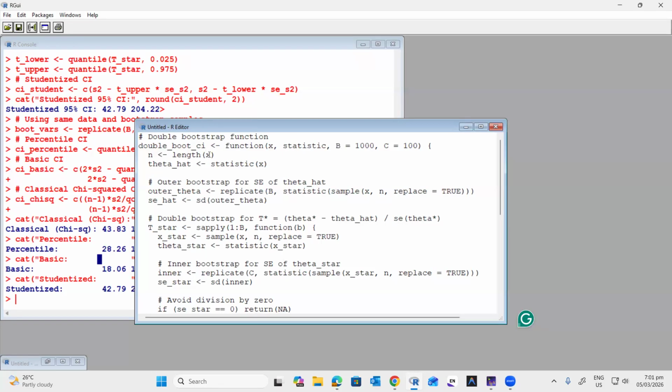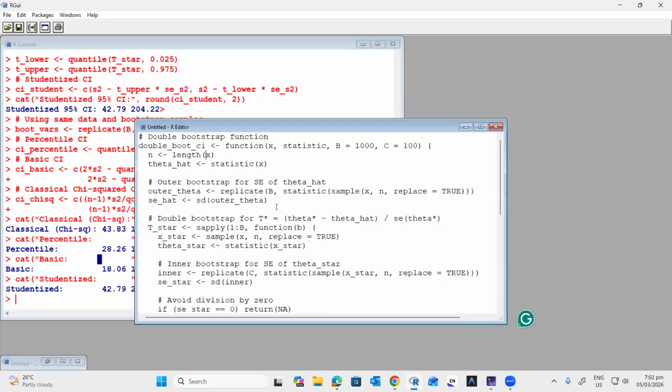X is the original data set or data sample, and n is the size of that sample. The statistic is the function that computes the statistic of our interest from the sample data set, like mean or median. After that we are going to define the outer bootstrap for the standard error of theta hat. Here B is the number of outer bootstrap replicates, and C is the number of inner bootstrap replicates.